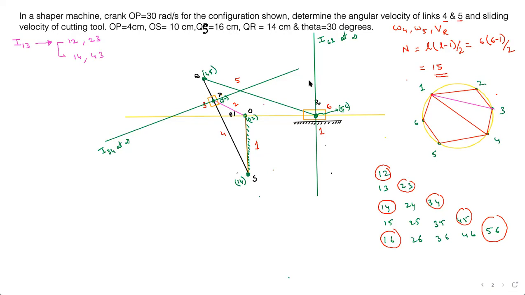I43 is at infinity. So now what I am going to do is just check this out. I can draw this line anywhere I want, right? So I14 and I43 should be on the same line. Are they on the same line?